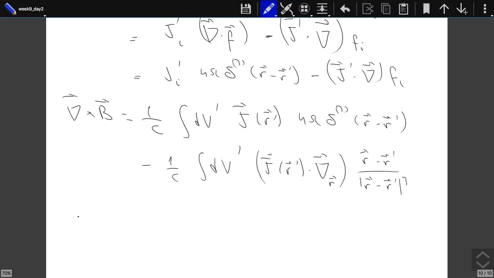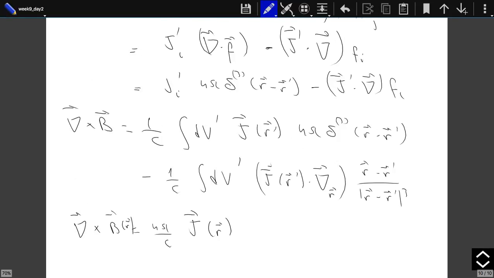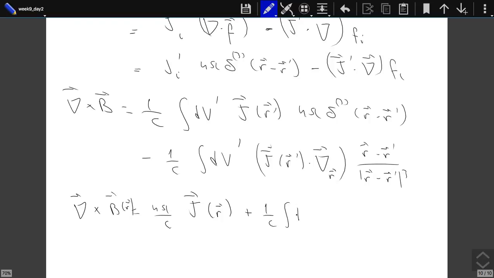Now the first term is nice. So the curl of B is equal to 4π over c times the current at the point r. This is the curl of B at the point r. Plus 1 over c dV prime J of r prime dot the divergence with respect to r prime. It was the gradient operator with respect to r, but I just changed it into r prime, but the derivative of that (r minus r prime) over |r minus r prime| cubed with respect to r is minus its derivative with respect to r prime. So that's why I could convert it into r prime and also add that minus sign. So minus 1 over c just became plus 1 over c.